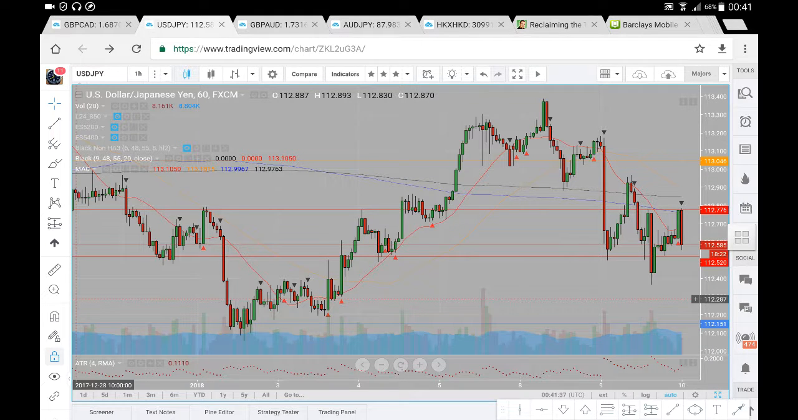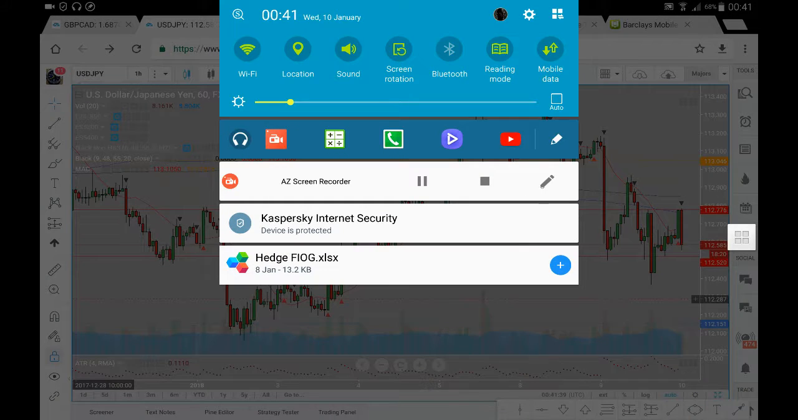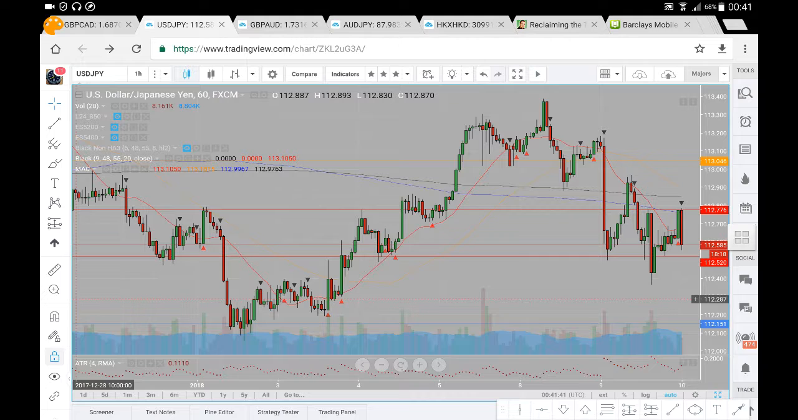So this is US dollar Japanese yen analysis for Wednesday the 10th of January. Now let's have a look at what happened with prices and where they may likely go. We were expecting prices to head upwards towards 13.56. We didn't quite get to 13.56 before we did see a bit of a turnaround in the market.